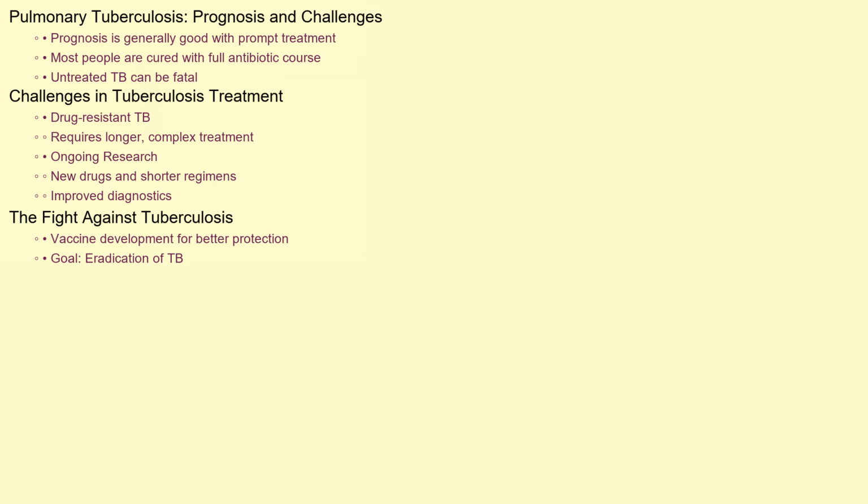The prognosis for pulmonary TB is generally good with prompt and appropriate treatment. Most people who complete the full course of antibiotics are cured of the disease. However, untreated TB can be fatal. Drug-resistant TB presents a greater challenge, requiring longer and more complex treatment regimens. Ongoing research is focused on developing new and more effective drugs, shorter treatment regimens, and improved diagnostic tools. Scientists are also exploring new vaccine candidates to provide better protection against TB. The fight against tuberculosis continues, with the hope of ultimately eradicating this ancient disease.